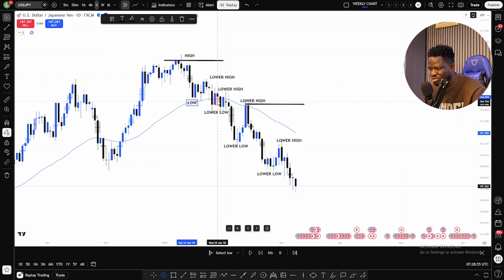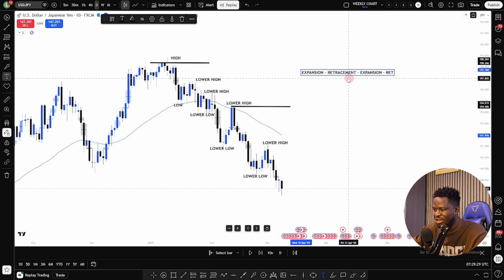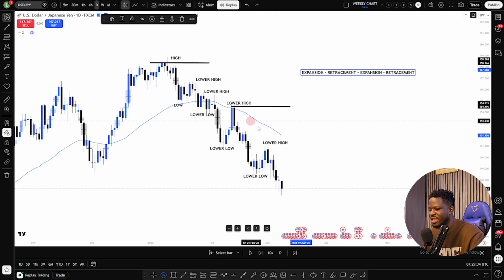Price gave us an expansion, retrace, expansion, then retrace, expansion, or you call it a pullback. Then what happened? Expansion. So this is the simple logic, right? After expansion, price will surely retrace. We give us a retracement phase. Then after a retracement phase, price will surely expand. So that's why we have expansion, retracement, expansion. Then after expansion, we have a retracement. If you don't want to call it retracement, you can call it pullback phase.